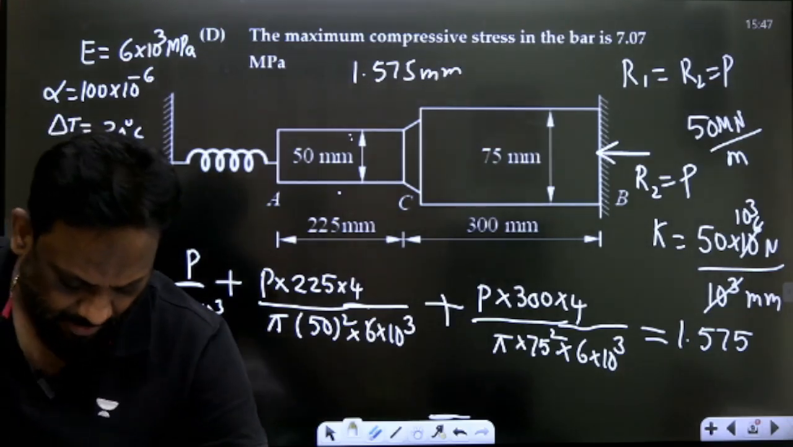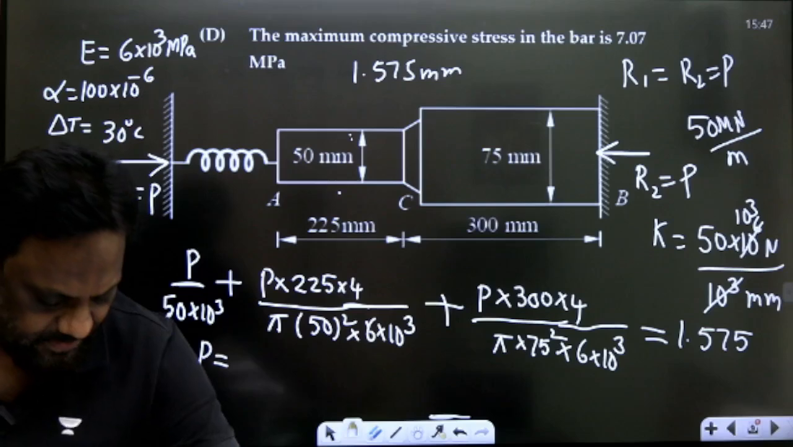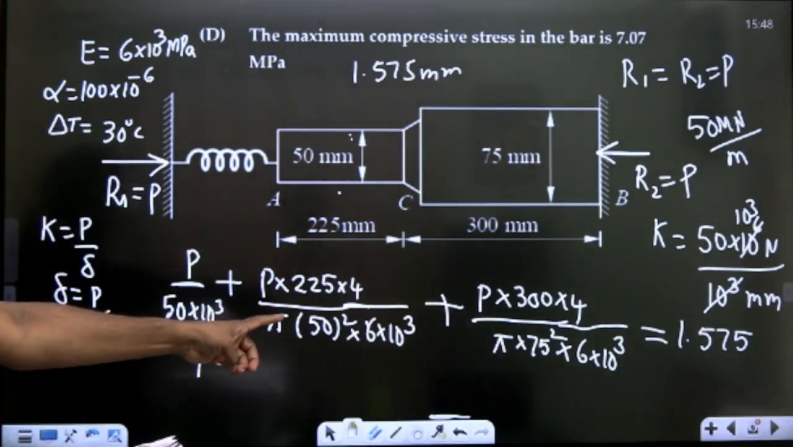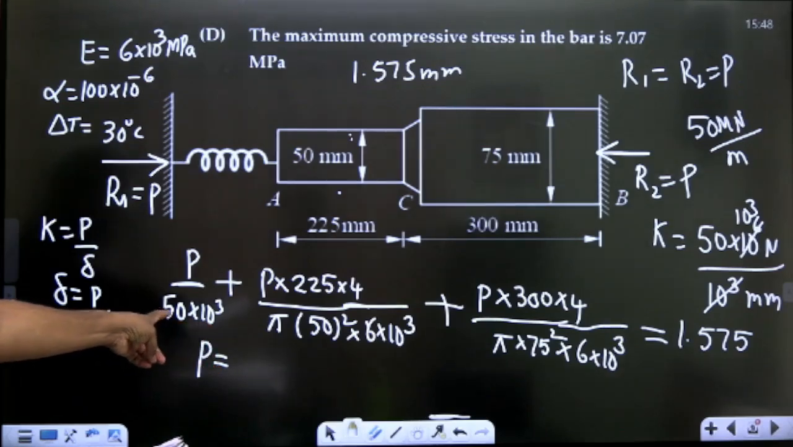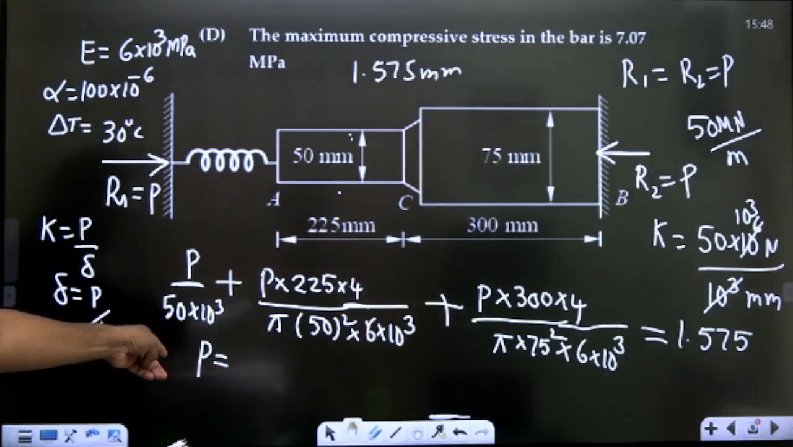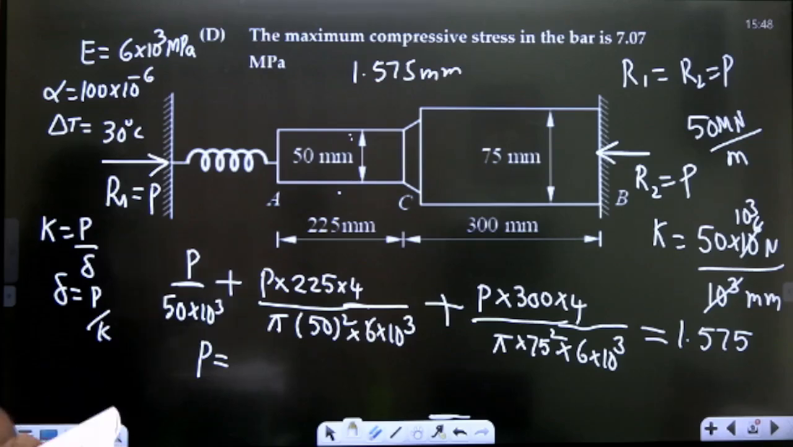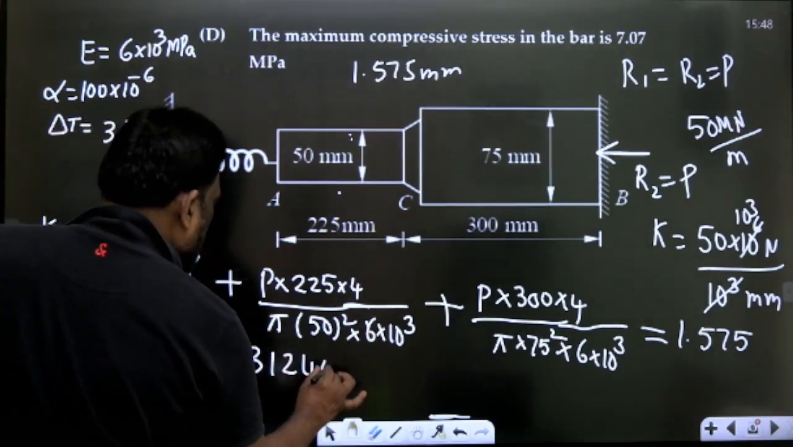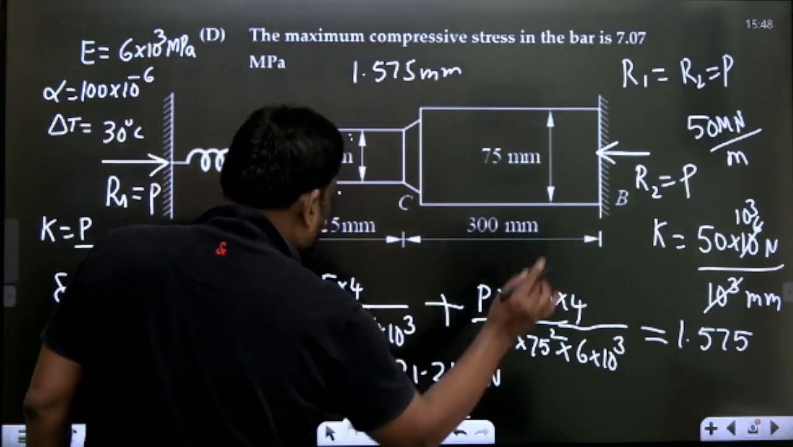Calculate it. And I have already calculated. So how much is it coming, sir? Let me check. Very good. 10 power 3. Correct. So P is turning out to be 31240 Newton, or this can be written as 31.24 kilonewton. That is the compressive load.